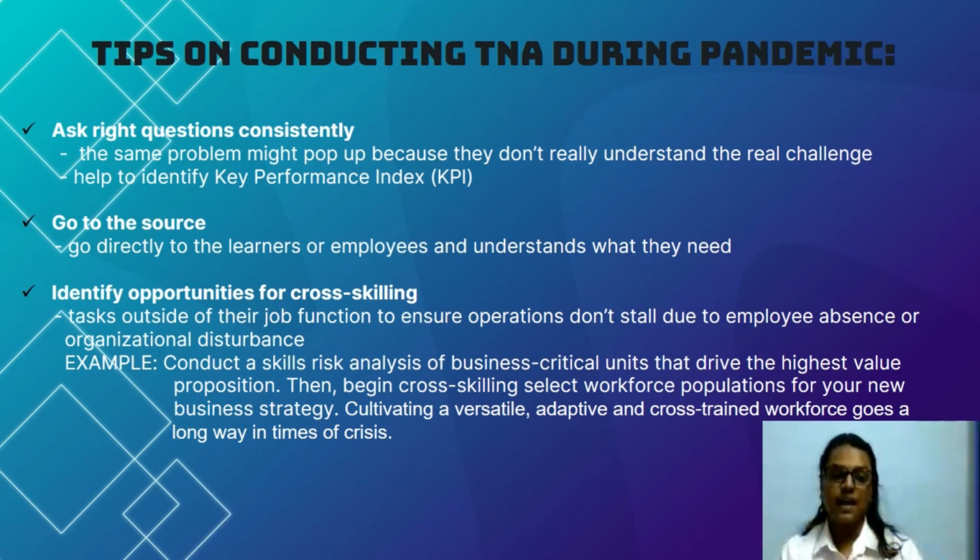Cross-skilling is doing a task outside of their job function to ensure operations don't stall due to an employee's absence or organizational disturbance. They can substitute for employees who have a different skill, so they are able to help them do the work. For example, they need to conduct a skill risk analysis of business-critical units that drive the highest value proposition. Then they can begin cross-skilling a selected workforce population for their new business strategy.